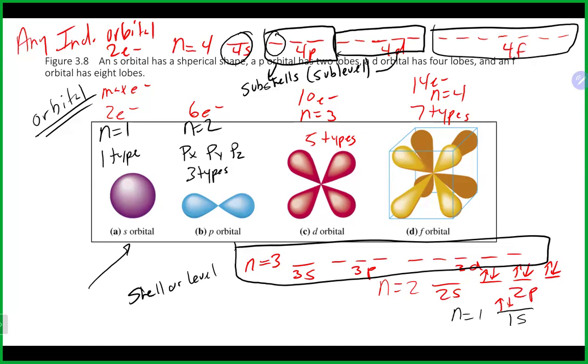So for example, if I wanted to fill up the n equals 2 level, how many electrons could I put in there? On the n equals 2 level. Well, this is the n equals 2 level, right? We could put 2 there, right? 4, 6, and 8. Yeah. If I filled up the entire level. How many electrons if I filled up the 3p subshell?